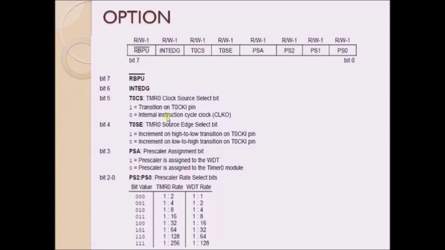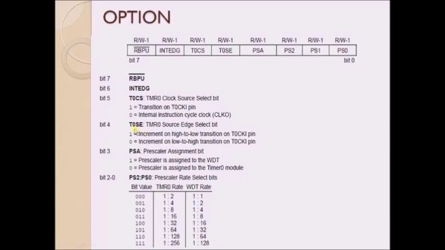Now if you are programming this bit to logic 1, then a transition on the T0CKI pin counts, which means this timer is now acting as a counter. It will count the external clock pulses which are given through T0CKI, which is nothing but the Timer0 clock input pin. Whatever clock pulses come from this pin are counted by this timer. And if you are programming this bit to 0, then internal clock pulses are given to this timer, which will count those internal pulses.